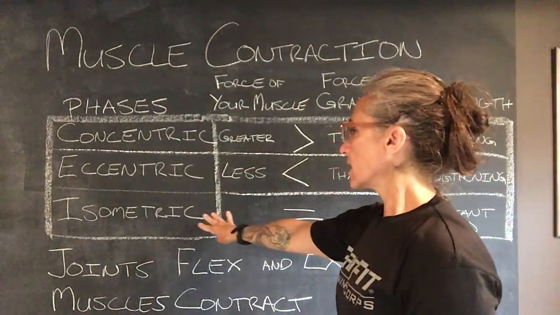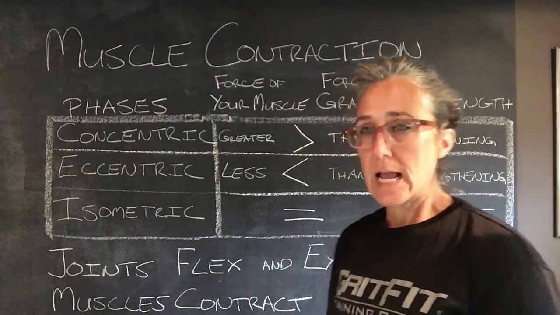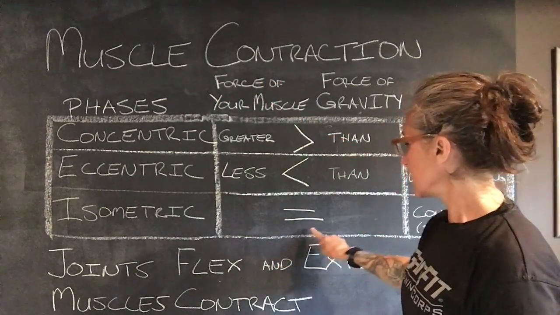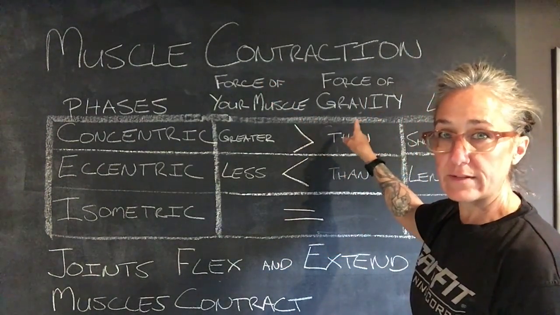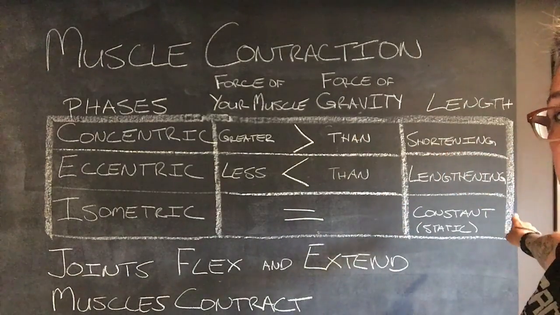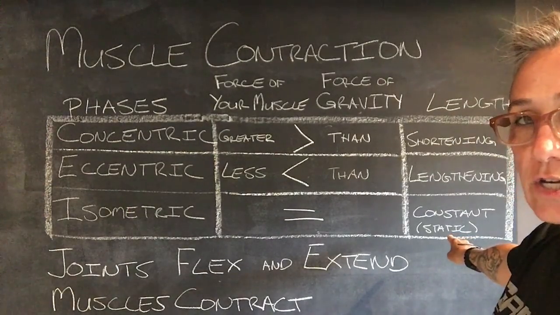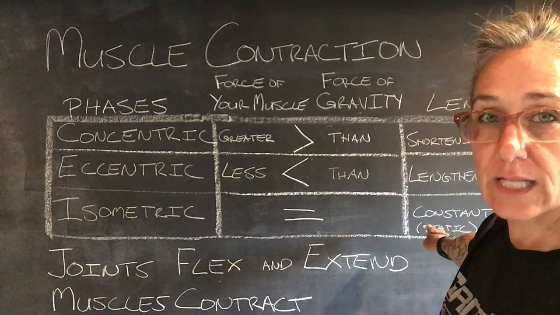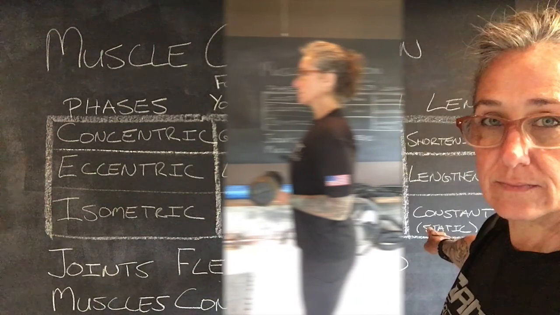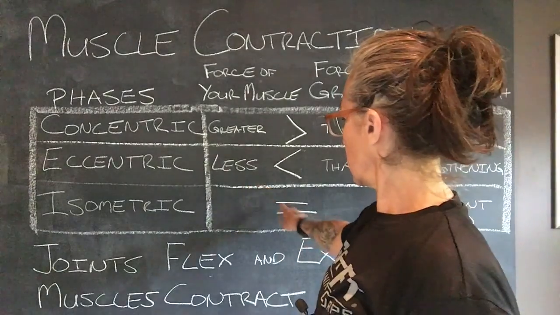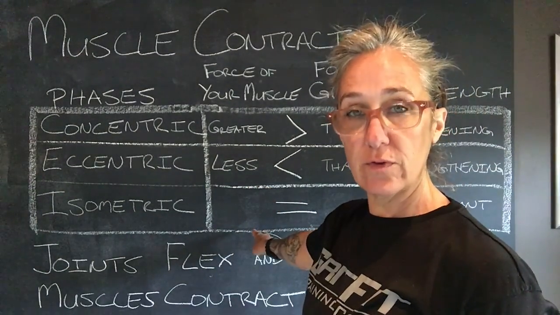And the final phase is isometric. In the isometric phase of the muscle contraction, the force of your muscle is equal to the force of gravity, and the length of the muscle in that phase is constant. There is no change in the length of the muscle, and that would look like this. So isometric is an equilibrium between the force of your muscle and the force of gravity.